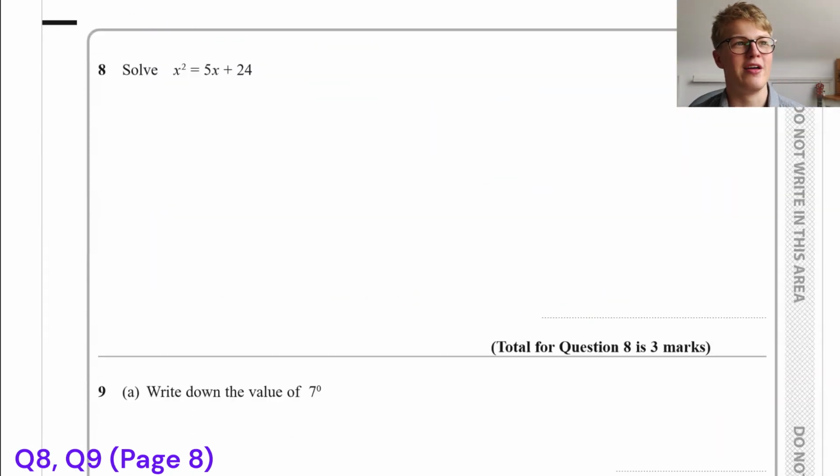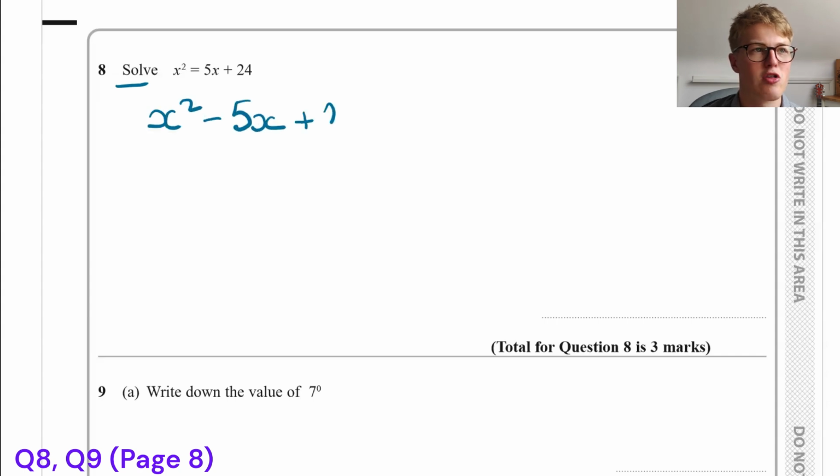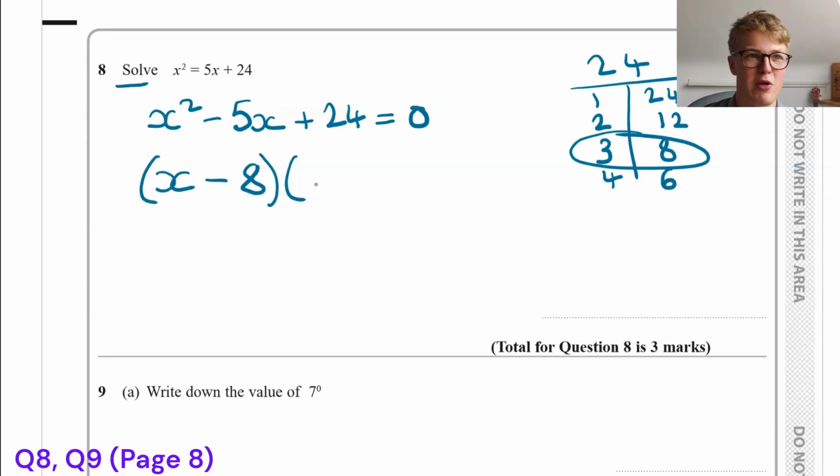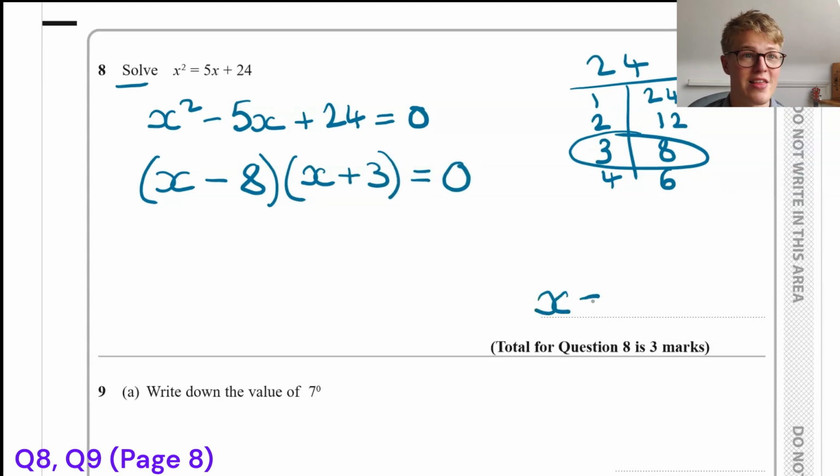Solve x squared equals 5x plus 24. So we rearrange the equation and we get x squared minus 5x minus 24 equals 0. We then need to factorise this equation, so we can look at the factors of 24 and figure out which difference would allow us to get the equation that we're looking for. So we're going to do x minus 8 and x plus 3 within our brackets to factorise the equation, which therefore means the solution is x equals 8 and minus 3.